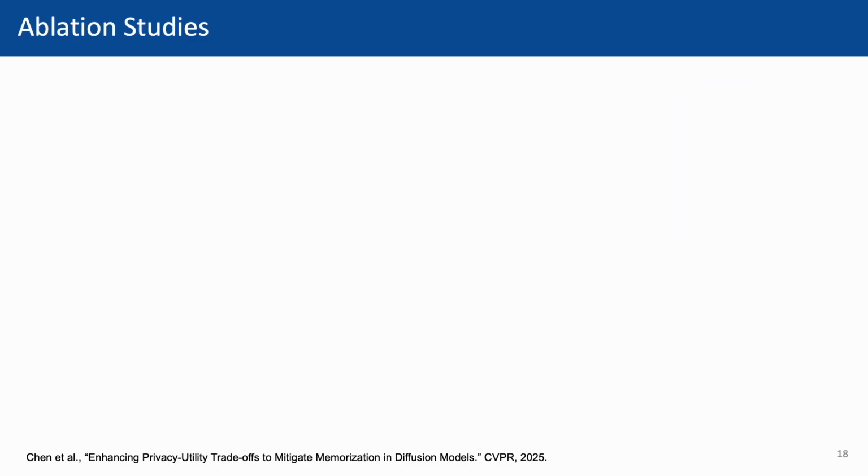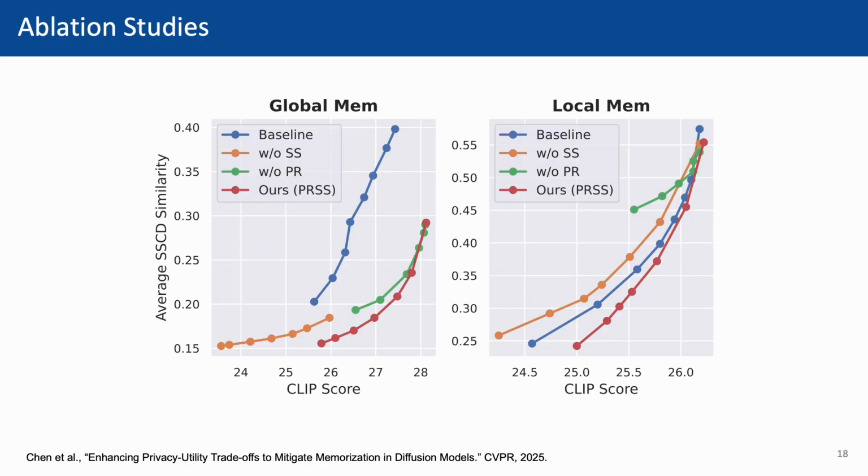For the ablation studies, this figure highlights the necessity of including both components in our PRSS method. As shown here, the red line, which represents the full PRSS strategy, consistently lies further to the bottom right compared to the yellow and green lines, in both global and local memorization scenarios. The yellow line shows performance without semantic search, while the green line shows performance without PR. The synergistic effect of combining PR and SS, as we earlier mentioned, is particularly evident in the local memorization scenario.